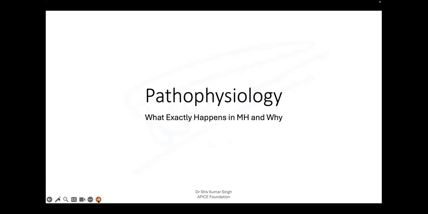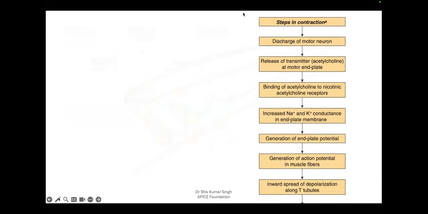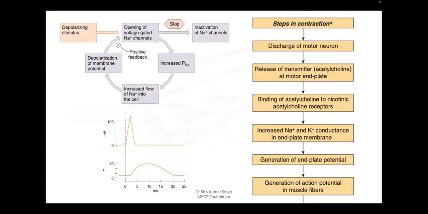So what exactly happens in MH? What is the pathophysiology of MH? So we all know how muscle contraction happens. There is a depolarizing stimulus. There is opening of voltage gated sodium channels, with an increase in sodium. This happens because of release of acetylcholine at the motor end plate. Acetylcholine binds to the nicotinic acetylcholine receptor. Both sodium and potassium conductance increase, and an end plate action potential is generated.